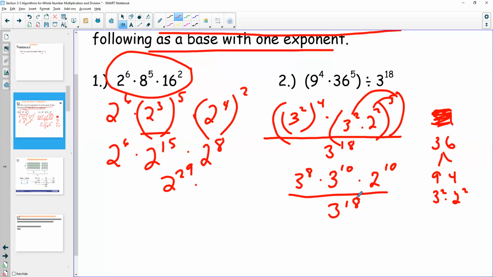Well, oh, do you see what's going to happen? 3 to the 8th and 3 to the 10th makes 3 to the 18th. That 2 to the 10th, I can't combine. The exponents are different, so I'm sort of stuck. And on the bottom, I have 3 to the 18th. Well, what's going to happen here? Those guys are going to cancel. All I'm left with in the end is 2 to the 10th.